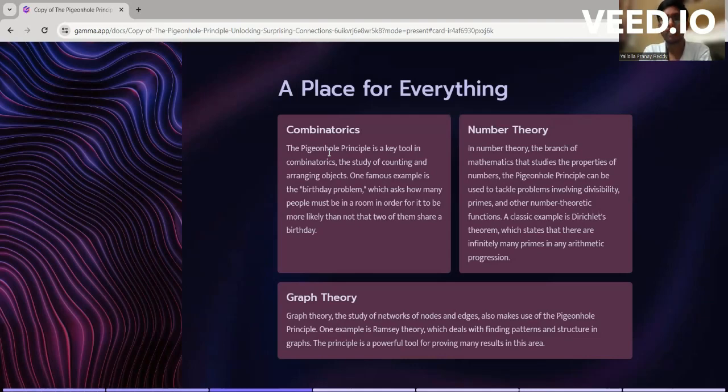And coming to the real-time application of number theory, we have Dirichlet's theorem, which says that there are infinitely many primes in any arithmetic progression. And coming to graph theory, we have a basic theory known as Ramsey theory, which deals with finding patterns and structure in graphs. This principle is a powerful tool for proving many results in this area.